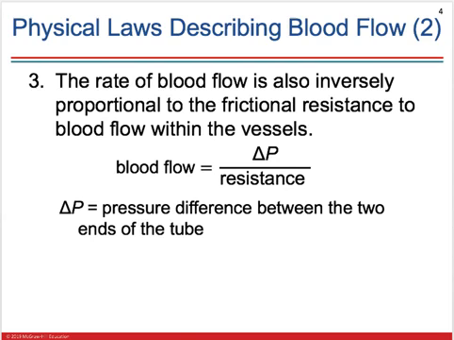So if we look at blood flow and the things that control it, that pressure difference is one of them. But another important part is the resistance to the blood flow within the vessels themselves. And so the blood flow goes up as the pressure gradient goes up, but the blood flow goes down if the resistance goes up. So again, delta P is just simply characterizing the difference in pressure between two ends of a tube. Say, for example, the left ventricle versus the right atrium.